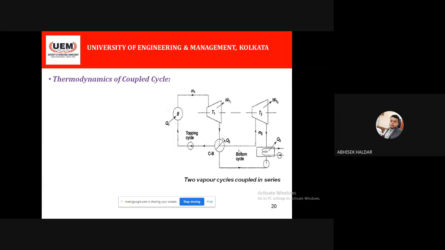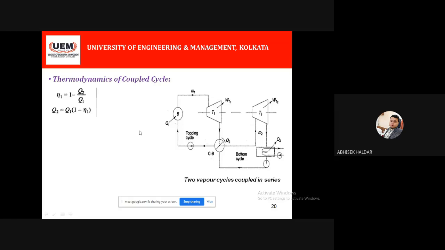The same thing here, only the mathematical part I will show in terms of efficiency. Here you see the efficiency of the first cycle: eta 1 is equal to 1 minus Q2 by Q1, because Q2 is the heat rejected and Q1 is the heat added. So Q2 is equal to Q1 into 1 minus eta 1. Eta 1 is the efficiency of this topping cycle.